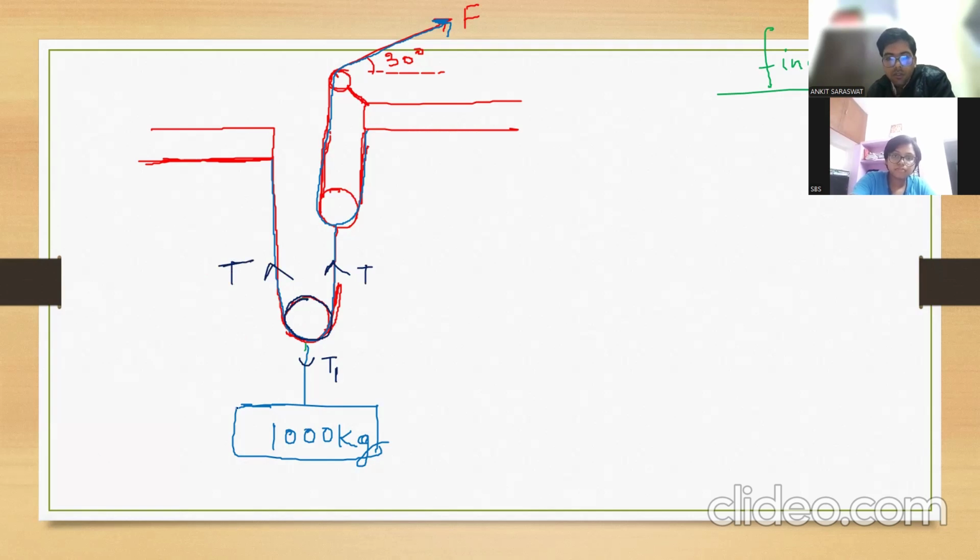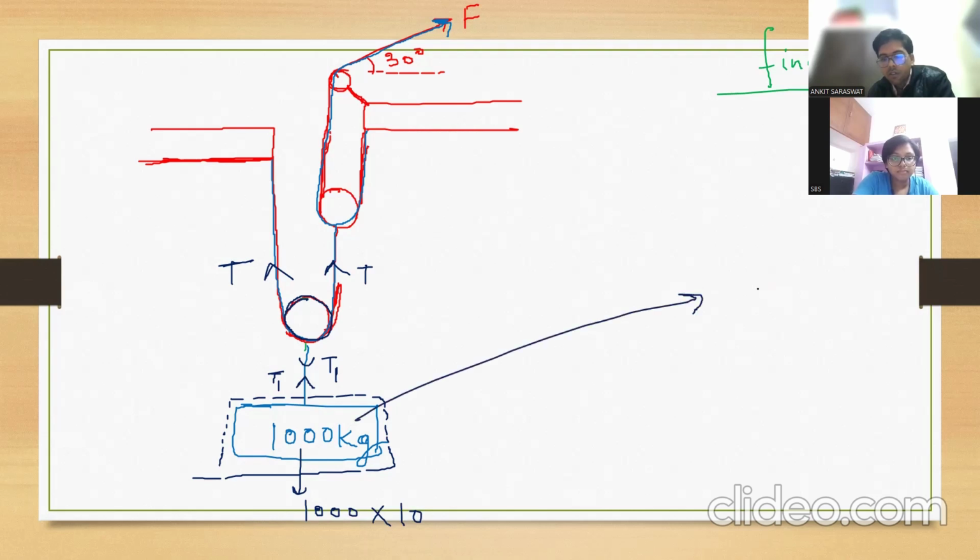Clear? Now, if you draw the free body diagram of this, 1000, then here T1. Clear? And gravity is also applying. How much? M into G. Clear? Then all the system is in equilibrium. So if you apply Newton's law on this, can you say T1 is equal to what? 10,000 Newton. There is no acceleration. Understood?